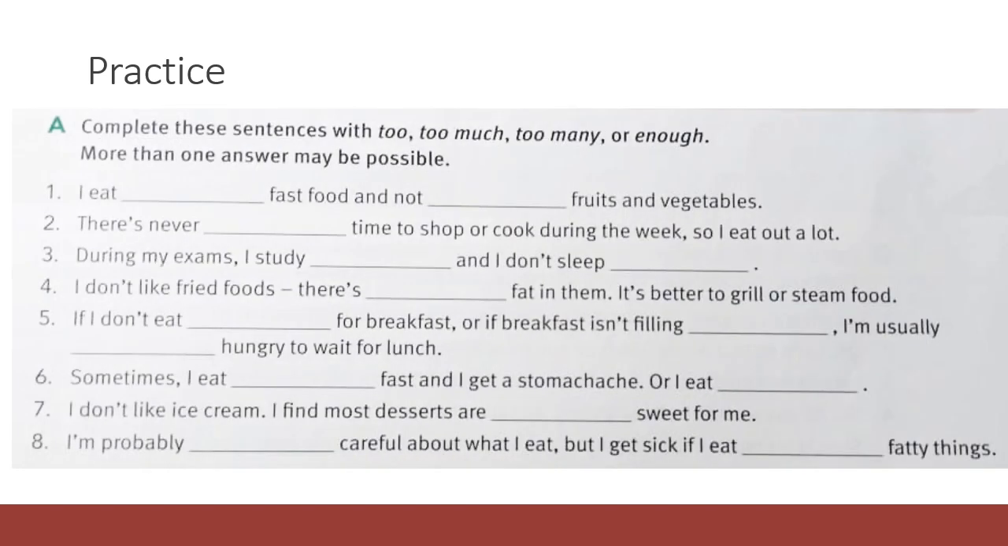More practice. In this exercise, we're going to practice with too much, too many, or enough. So we have to complete these sentences. More than one answer may be possible. I eat blank fast food and not blank fruits and vegetables.